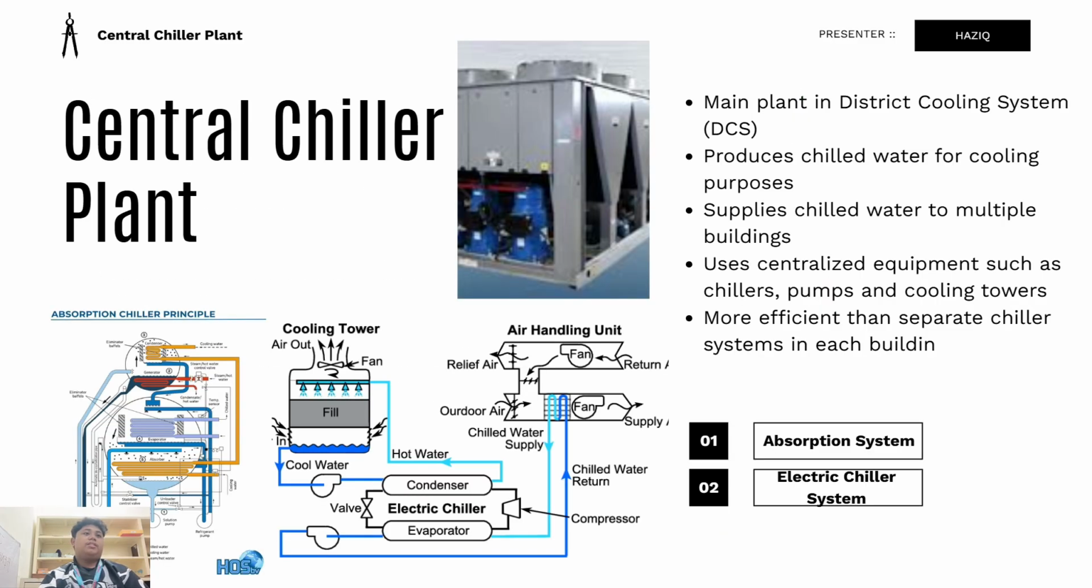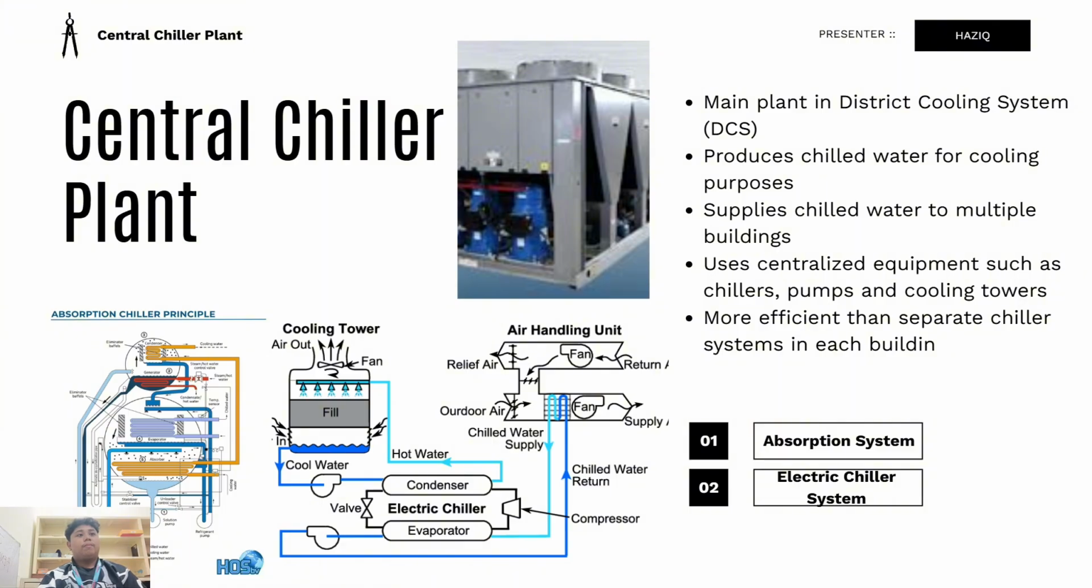Central chiller plant. The central chiller plant is the main facility in a district cooling system that produces chilled water for cooling purposes. The chilled water is generated at one central location and then supplied to multiple buildings through a distribution network. This system is more efficient because large capacity chillers can serve a number of buildings at the same time. It also helps reduce the need for each building to install its own separate chiller unit.